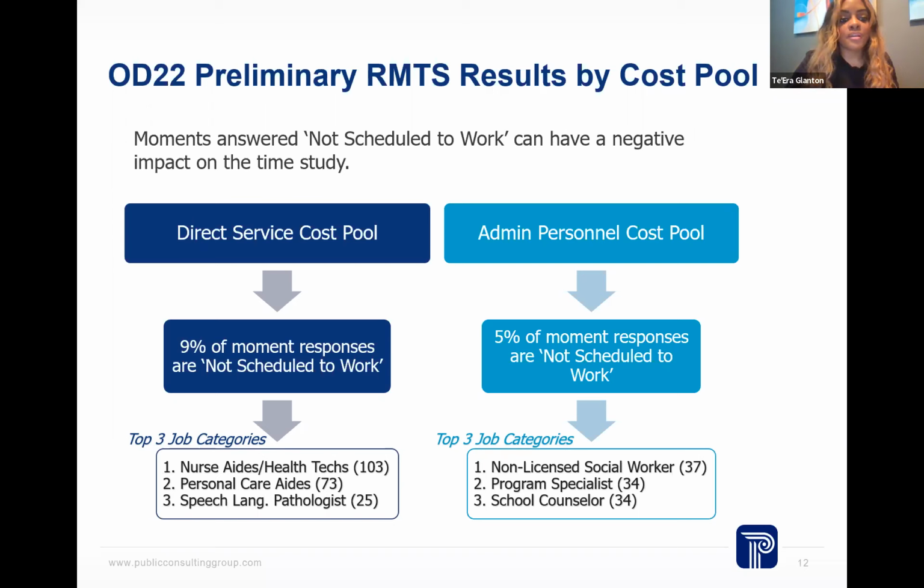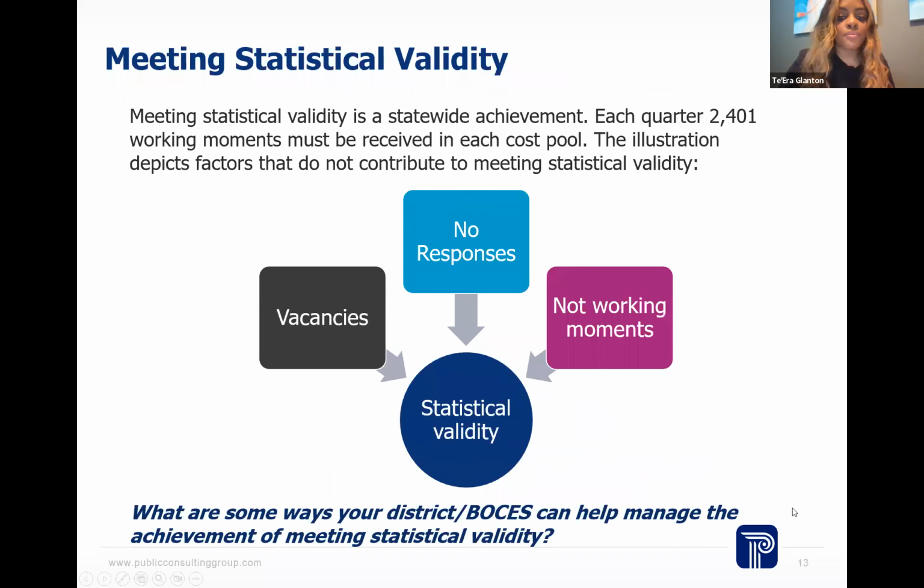And so on the next slide, we also want to talk about other factors that harm our ability to meet statistical validity, and that's no responses. So right now as a state, you do have a low number of no responses. We want to keep it there because it could have a negative effect on making sure that your responses are valid.